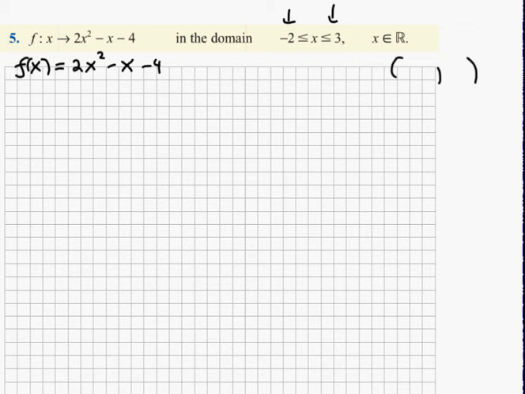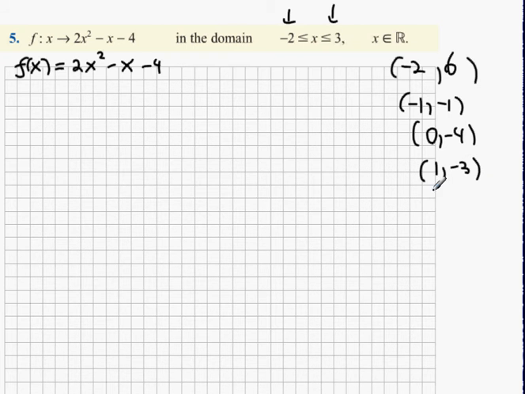Okay, go for it. Minus 2, 6. Yeah. Minus 1, minus 1. 0, minus 4. 1, minus 3. 2, 2. And 3, 11.